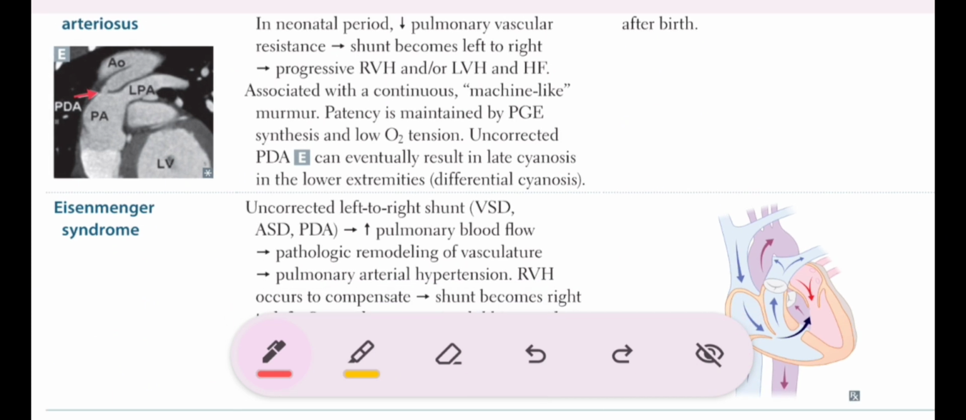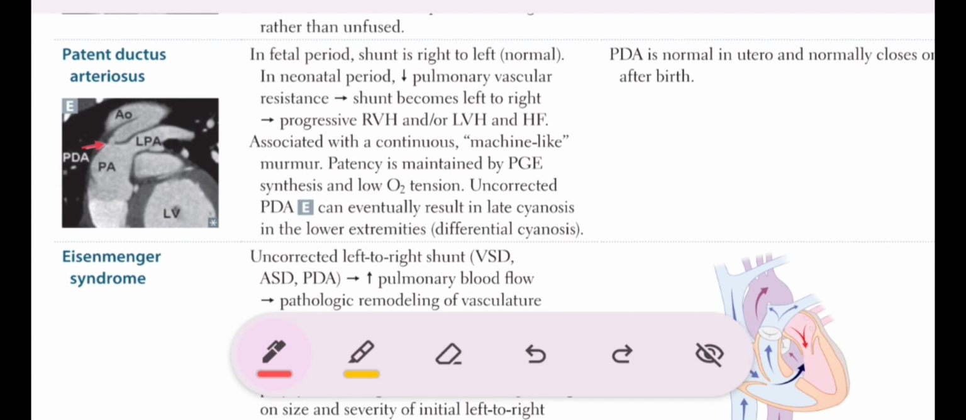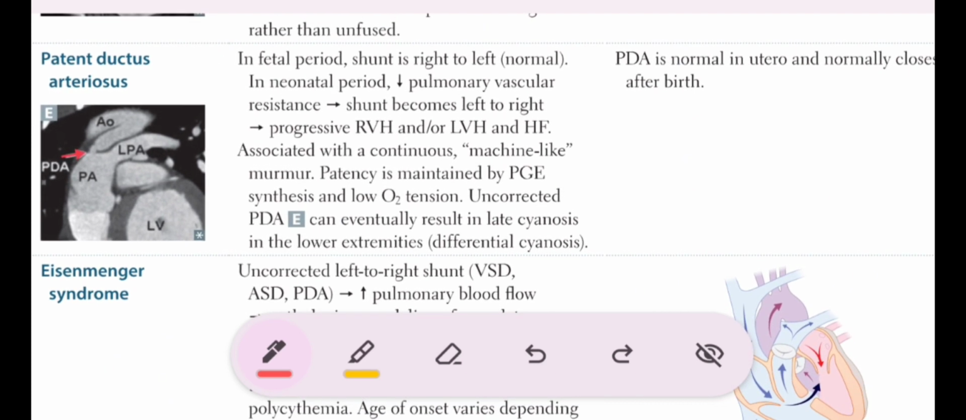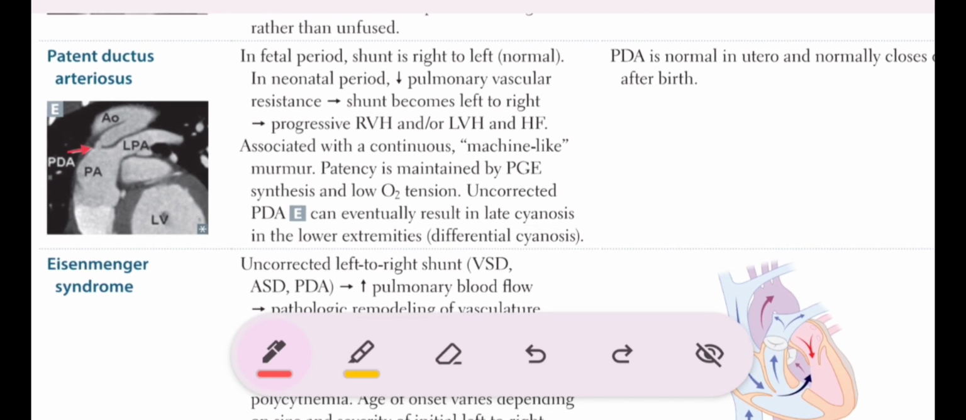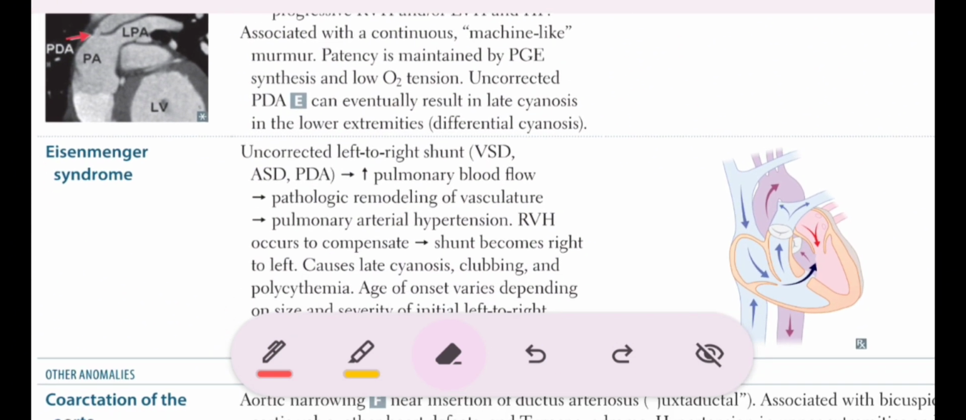So uncorrected PDA can eventually result in cyanosis. This cyanosis is known as differential cyanosis, that is the upper extremities have normal blood supply, whereas the lower extremities have decreased blood supply. So this causes cyanosis in the lower limbs, and this type of cyanosis is known as differential cyanosis. PDA is normal in utero and it normally closes after birth.